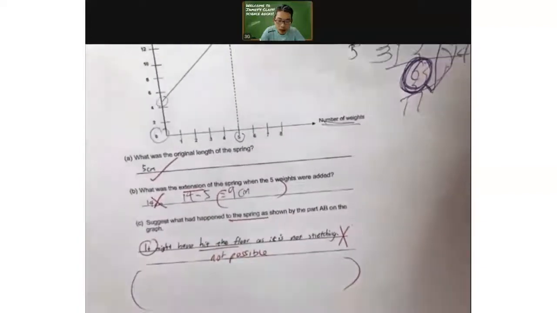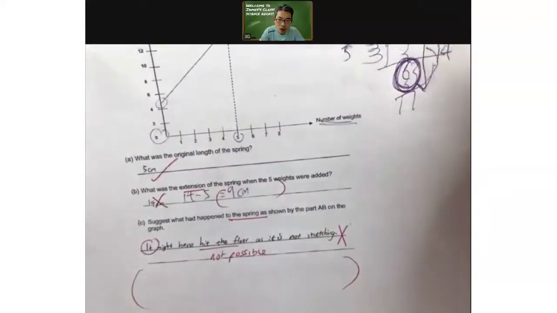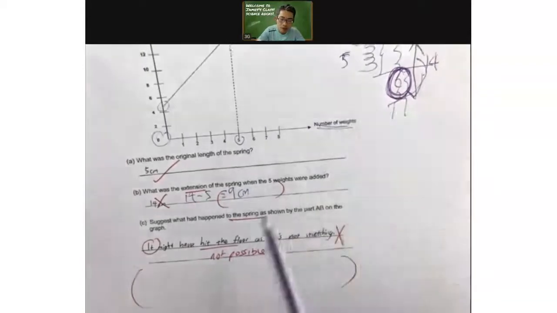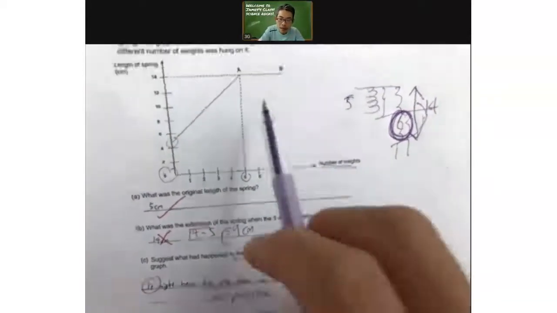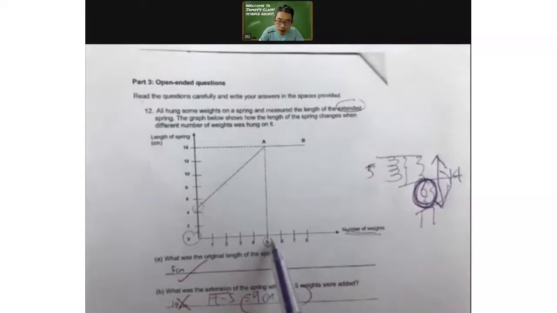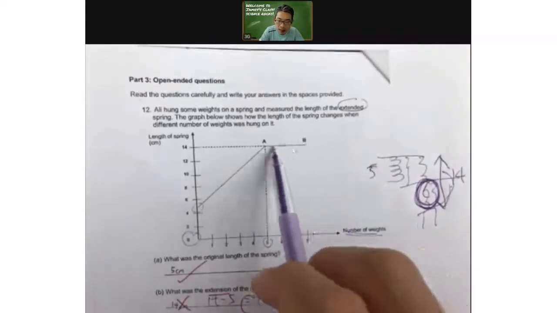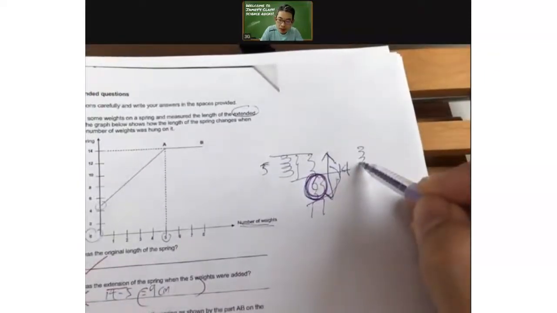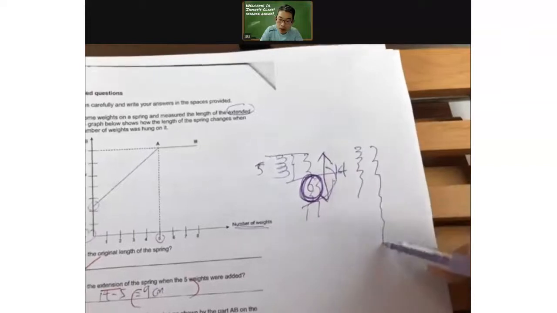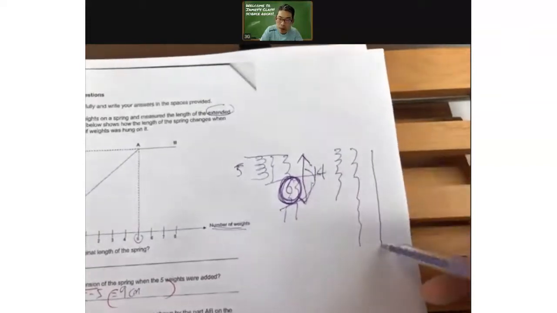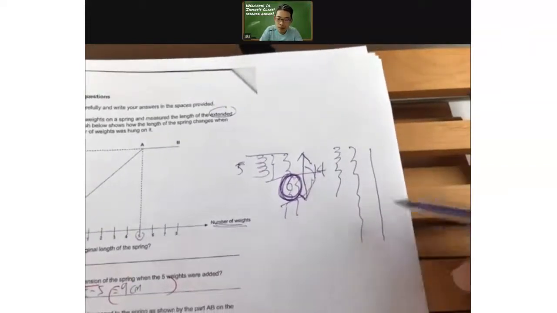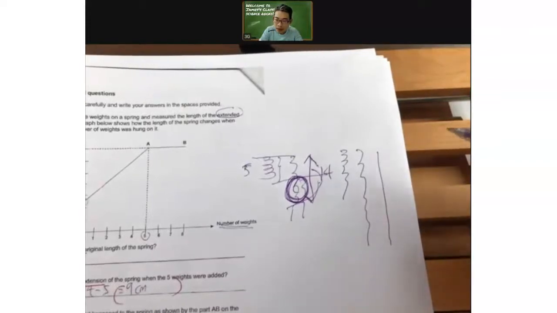What happened to the spring as shown by part AB on the graph? What happened to the spring? AB means here. Means after the 5th one, you keep adding a 6, 7, 8. The spring remains at this length. It can no longer extend. It's like this, no? You pull a bit. You pull some more until eventually it straightens the entire spring. Of course, it cannot extend anymore. A spring is a wire, it's not a rubber band. You cannot stretch it. Okay?